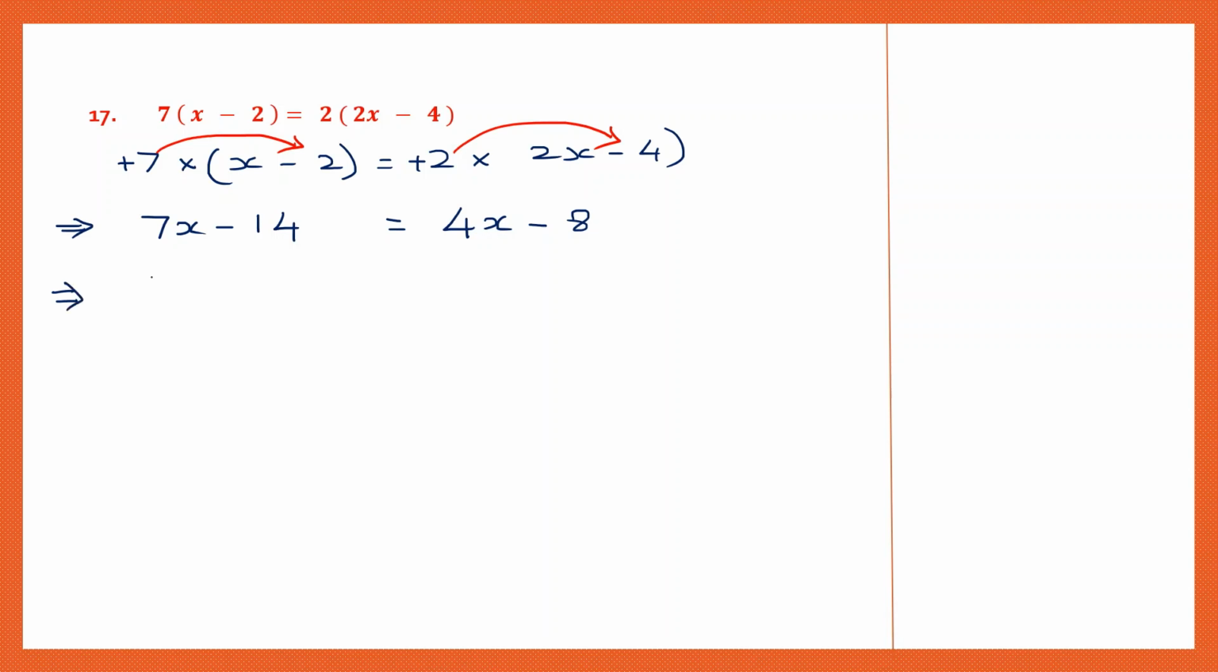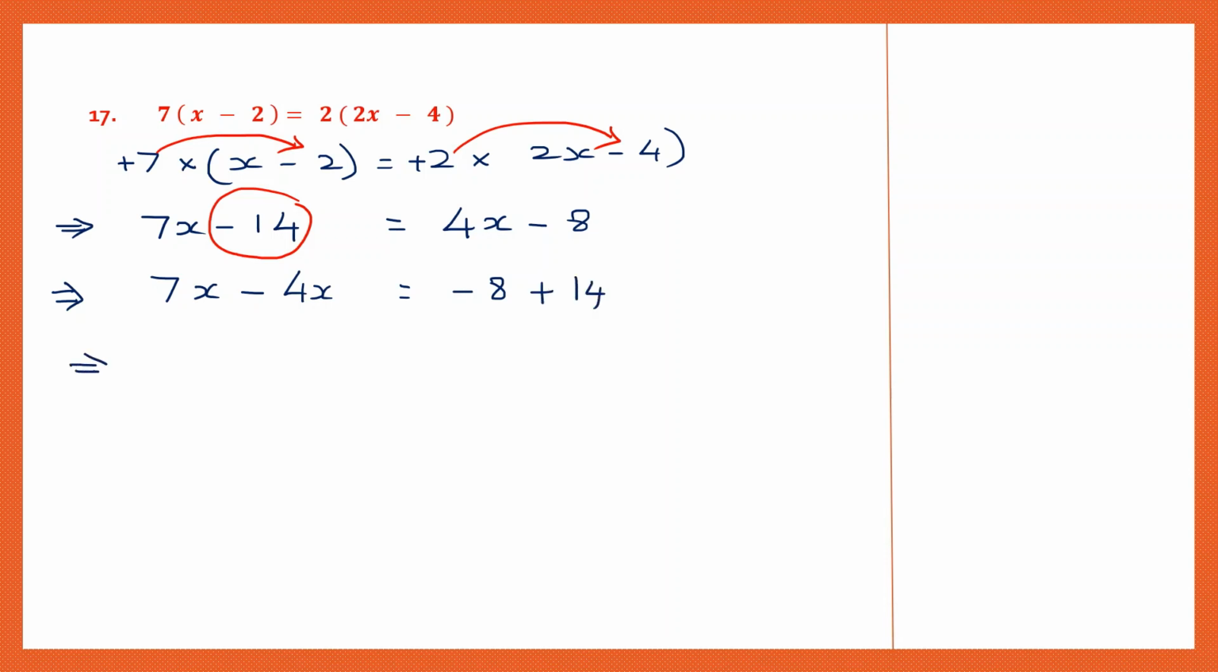So here we already have 7x. Let's transpose 4x from the right hand side to the left hand side. It's plus on the right, so it becomes minus 4x. Now here on the right hand side we have minus 18, minus 8. Let's transpose minus 14 to the other side, it becomes plus 14. So this is plus 14.